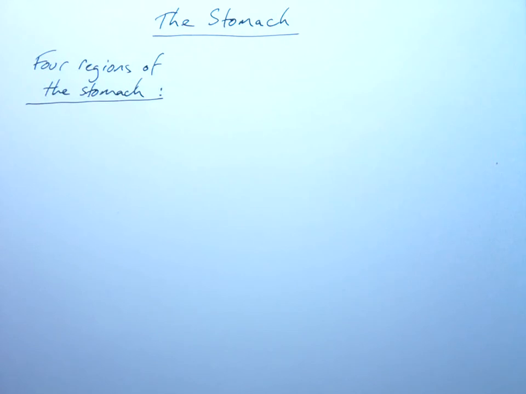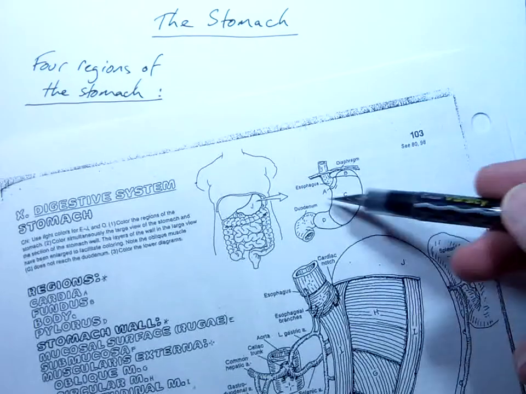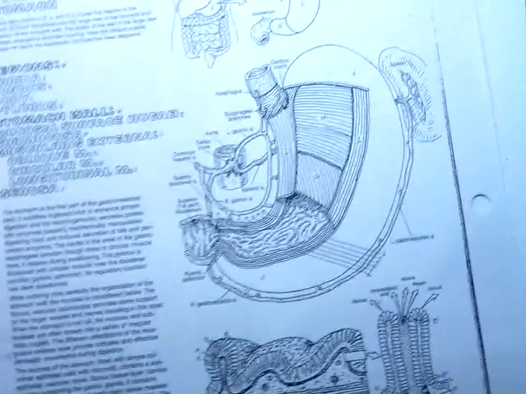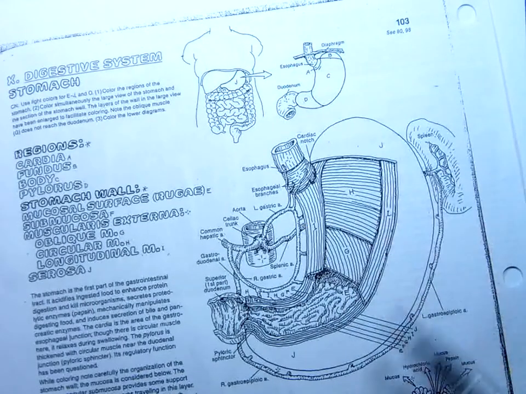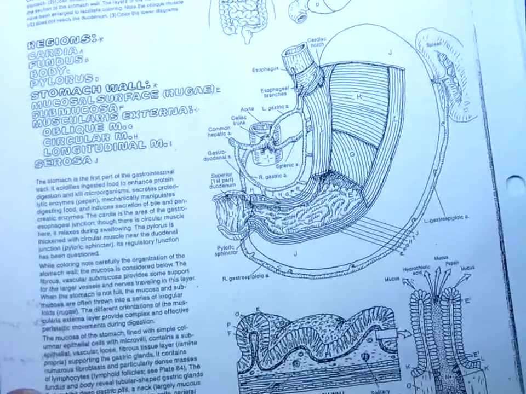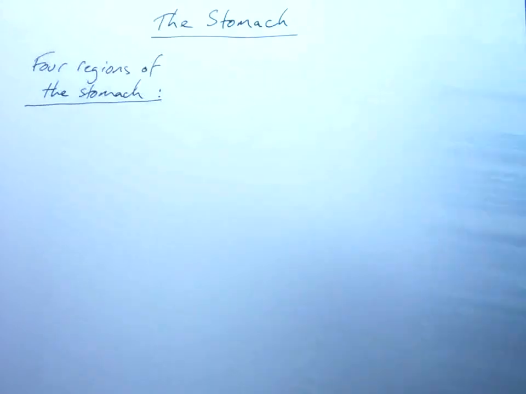So 4 regions of the stomach are identified here on this little drawing. They do a good job in this anatomy coloring book. They give you some of the tissue layers here, the regions of the stomach. They even come down here and look at the mucosa and the histology of it, which is what we're going to focus on in our lecture tomorrow.